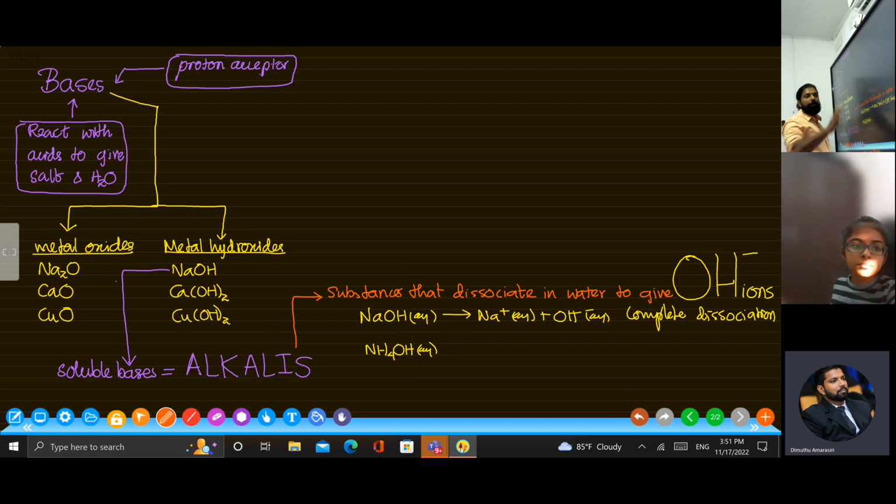Ammonium hydroxide is kind of a weird base because it doesn't have a metal related. Is that clear? It will dissociate partially. It will give you what? Ammonium ions and hydroxide ions.